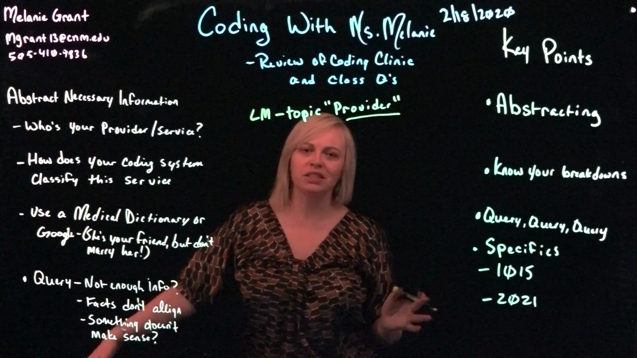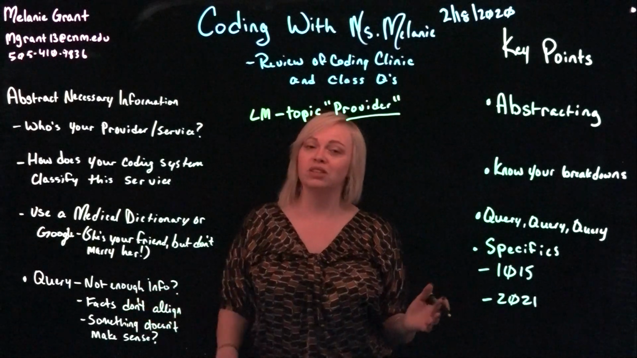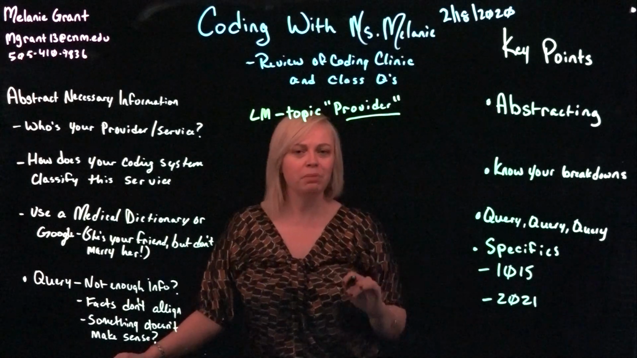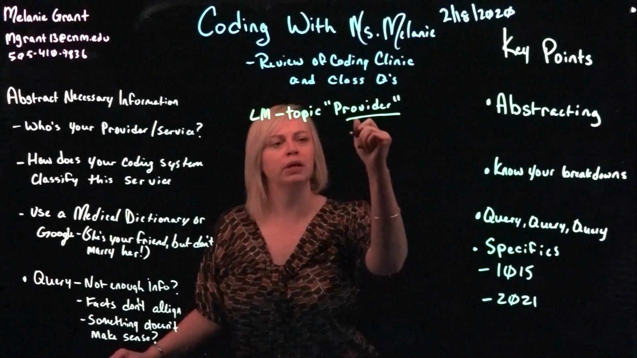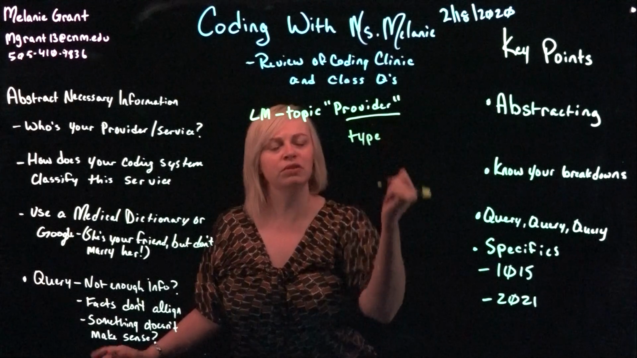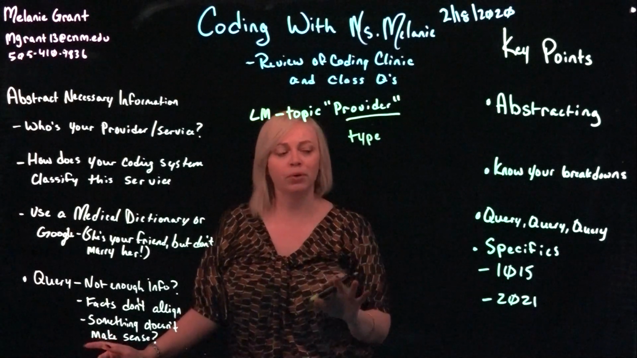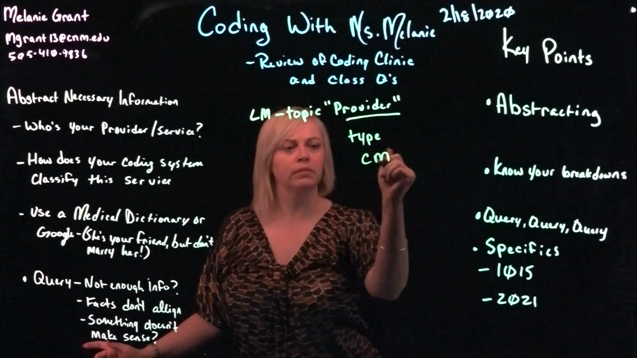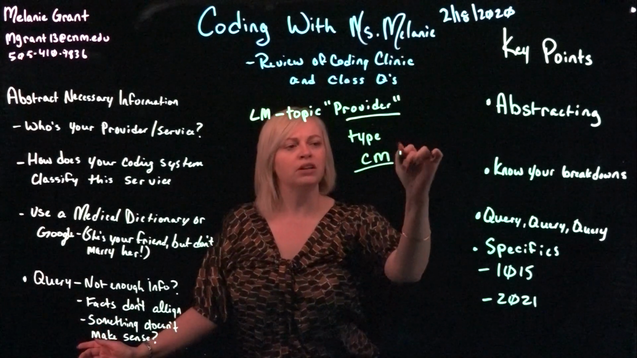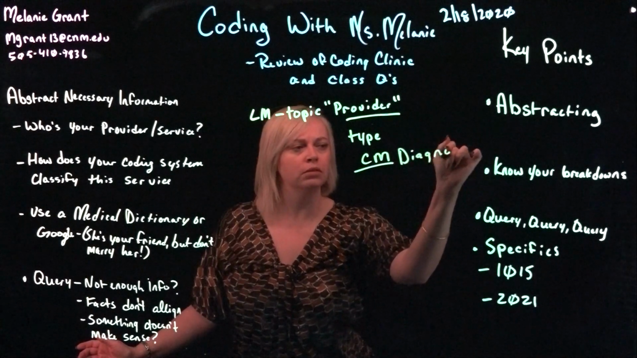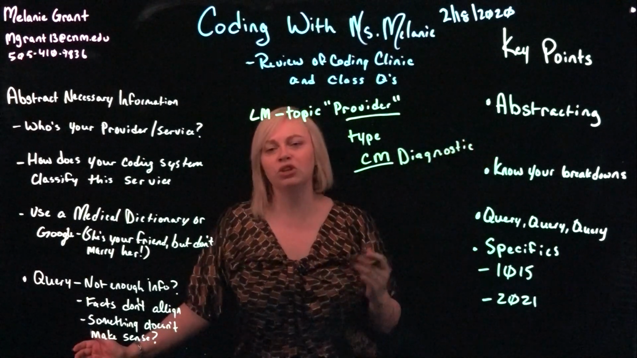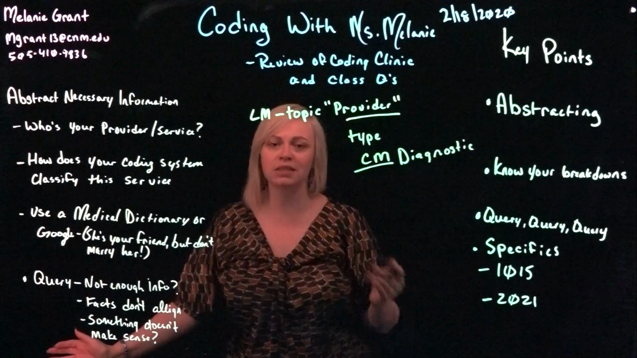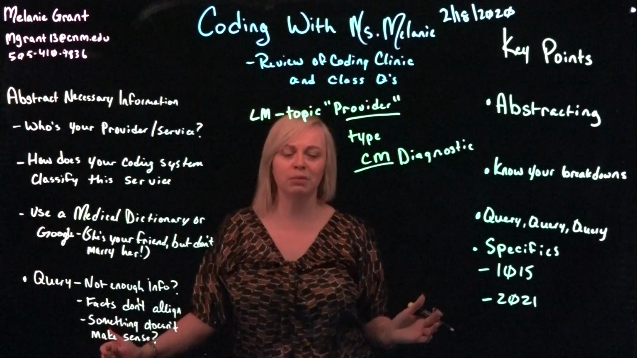Now, some of my classes are looking at an overview, and so they may be looking at a variety of different providers and services. But keep in mind, what type of coding am I doing? What is the service I'm looking for? If, for example, you're in ICD-10-CM, specifically, you're a diagnostic coder. And so the information that you should be looking for is abstracting information about the diagnoses, the symptoms, and the conditions the patient came in for.